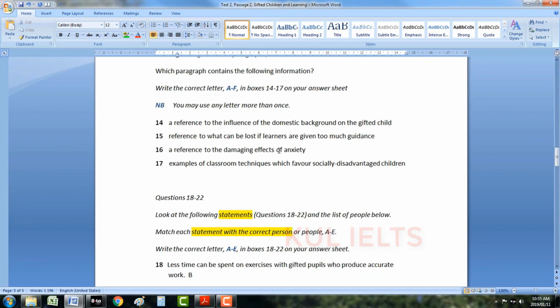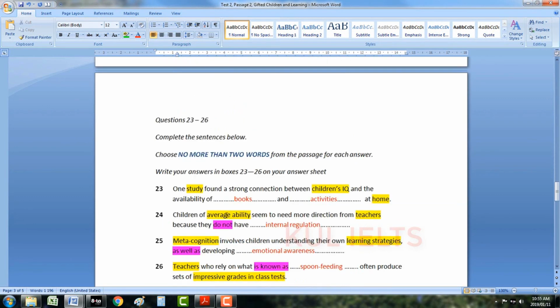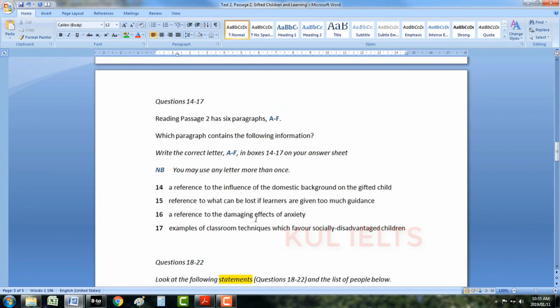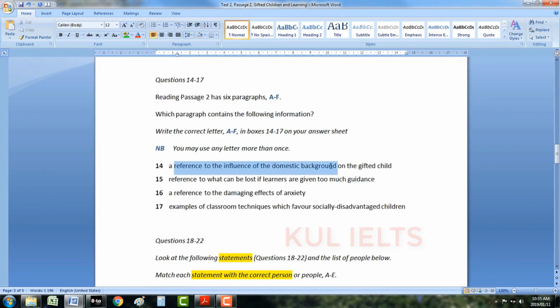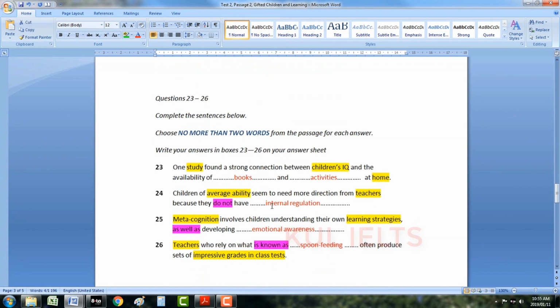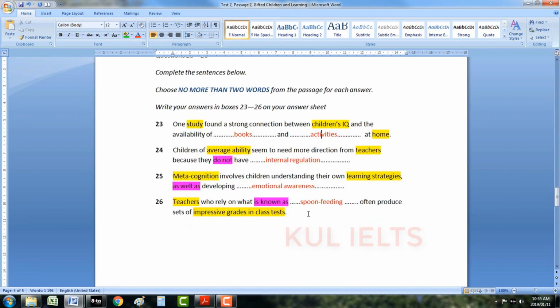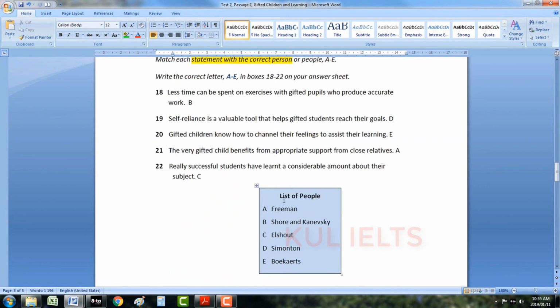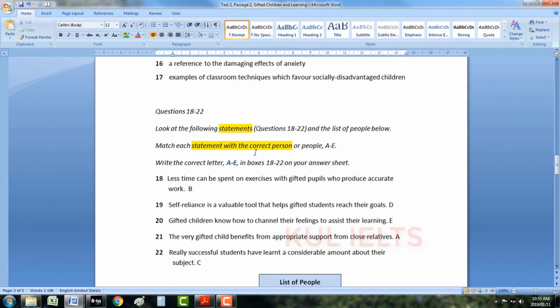First, we want to see if any of this information or this information can help us. A reference to the influence of the domestic background on the gifted child. Now, I haven't even read it, but domestic background. Support from close relatives. At home. This is the main key. At home, domestic background. So immediately I know these other answers have given us the answer for this one.